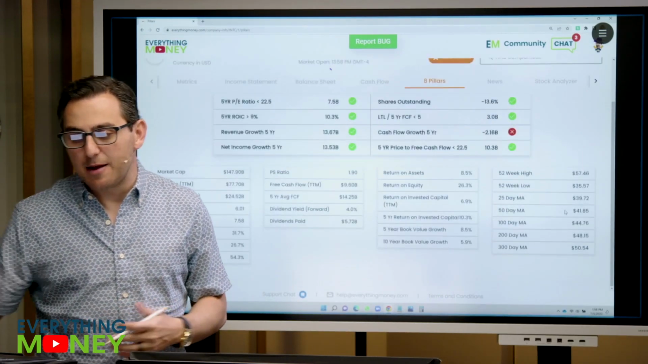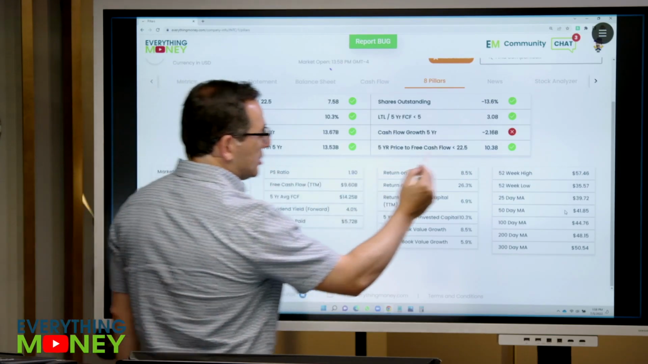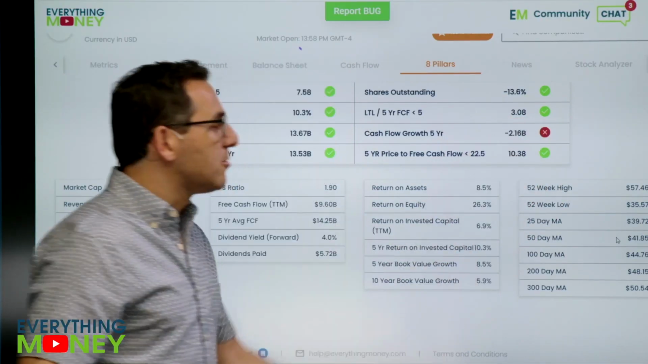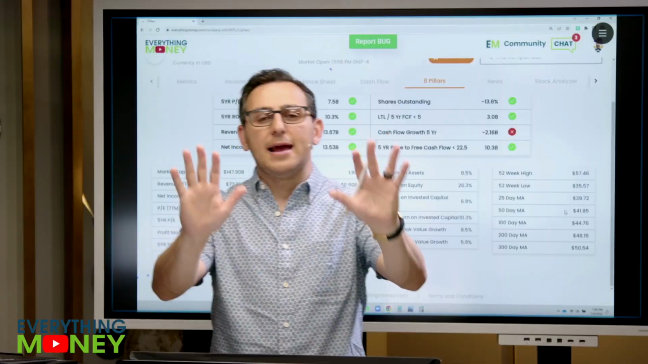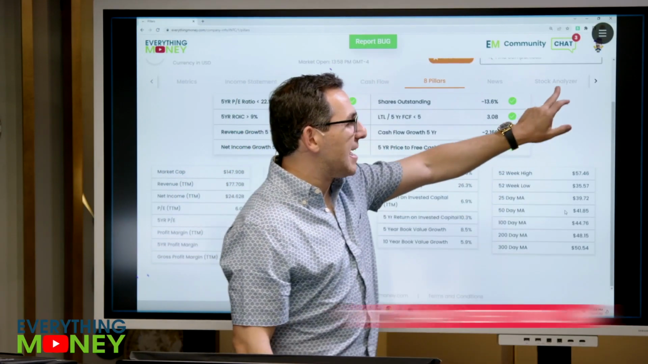I go to the 8 pillars tab, and guess what, guys? Remember what we did? I said everything was a check except for cash flow growth. That had dropped. So it's 7 of the 8 pillars. Does that mean you go out and buy it? Hang on a second. Just relax. That's why we made the stock analyzer tool.